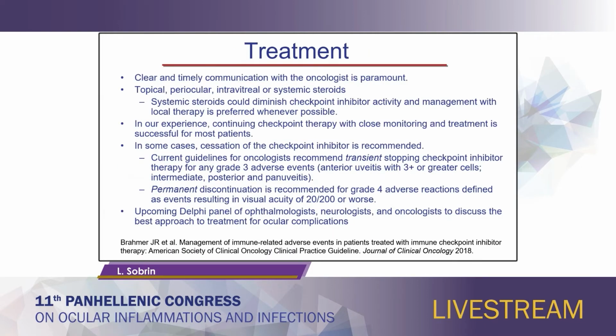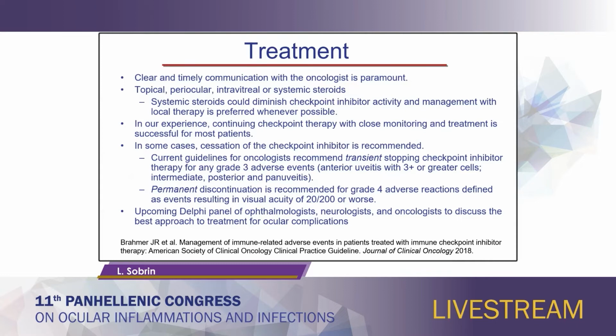In terms of treatment, the most important thing is good communication with the oncologist. The first line of therapy is steroids, whether it be topical, periocular, intravitreal, or systemic. In theory, systemic steroids can diminish checkpoint inhibitor activity, and so management with local therapy is preferred whenever possible.